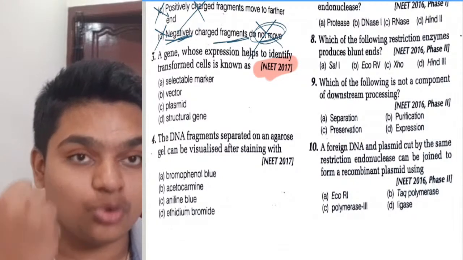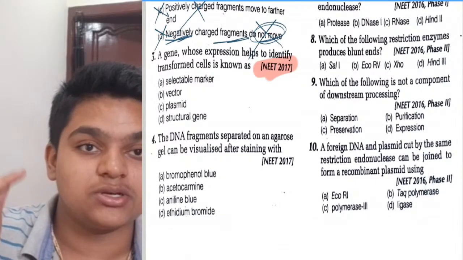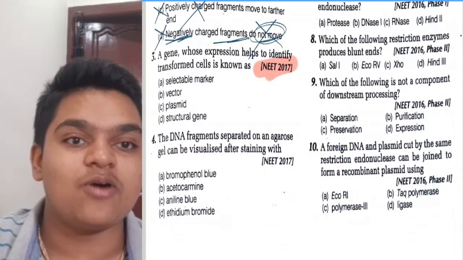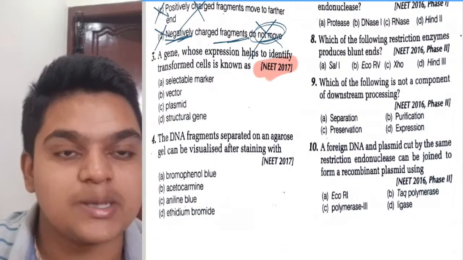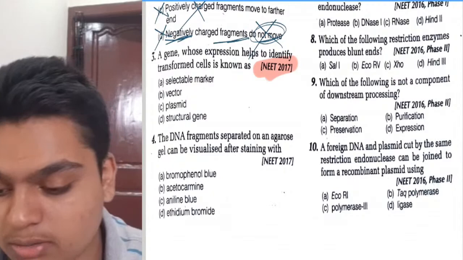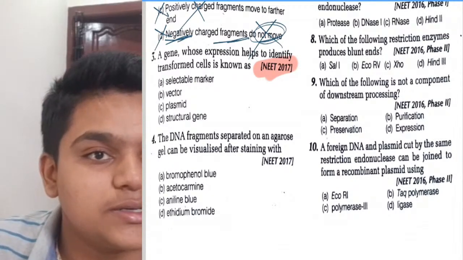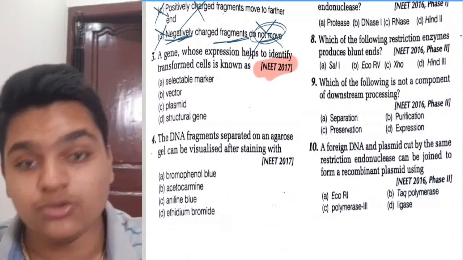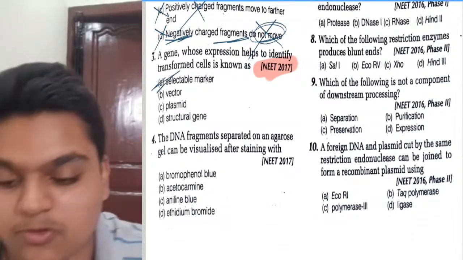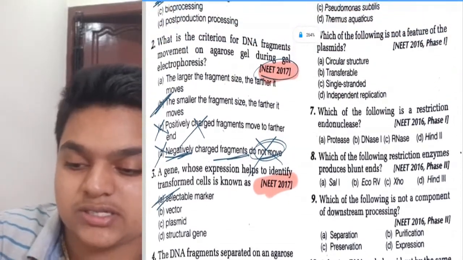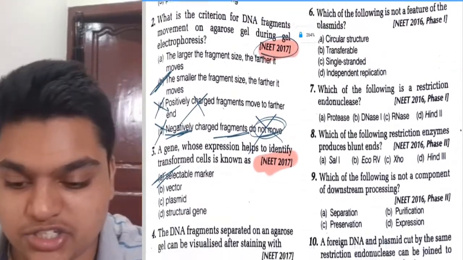Come on, guys, I have told you this. You can select the recombinants and kill them, and you can separate the non-recombinants. Vector, plasmid, structural gene, selectable marker. It is helping you to select, so it is selectable marker, of course. If you have done these three questions correctly, you have got 12 marks in your bag.